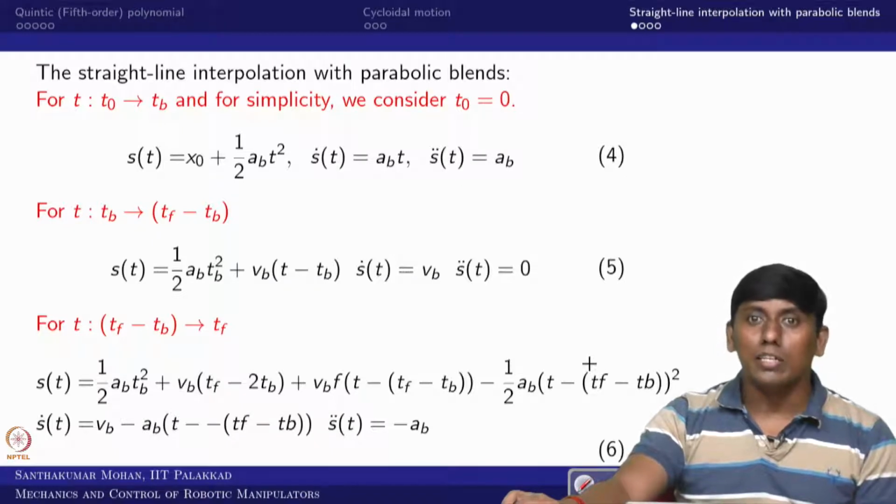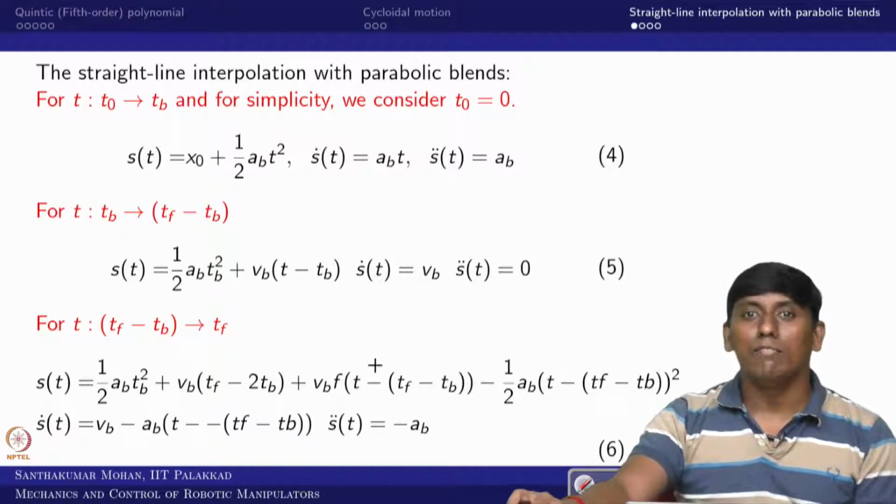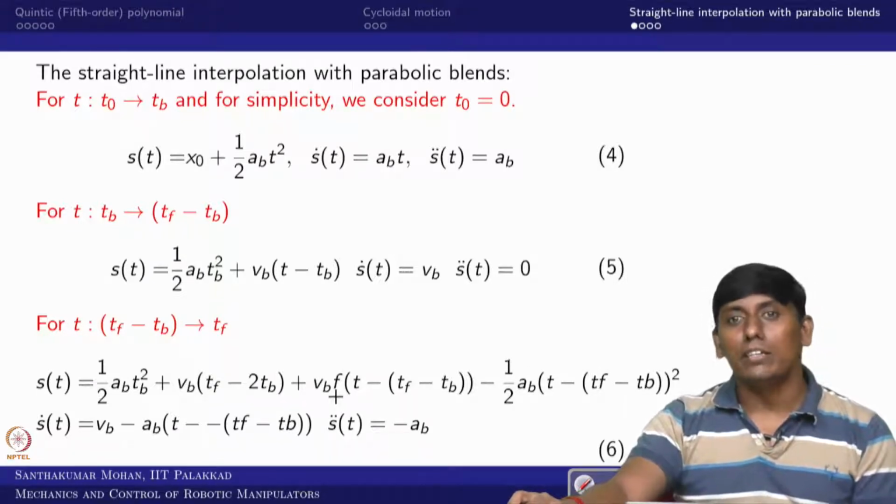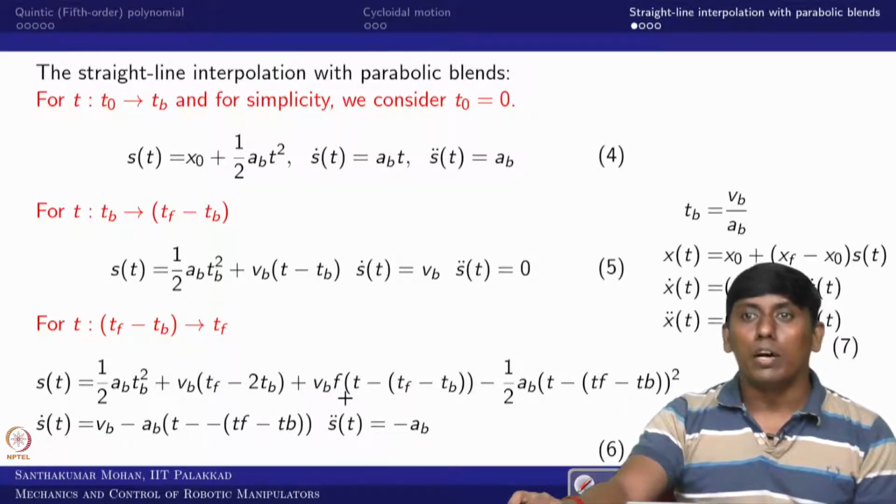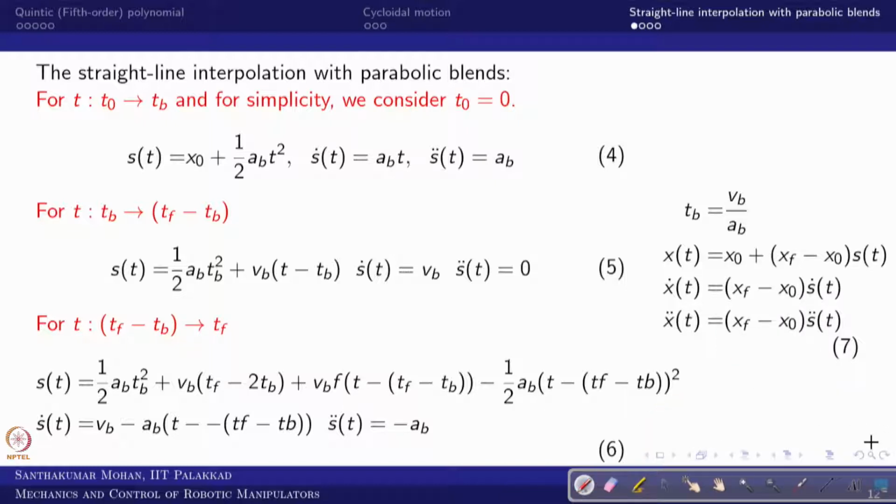However, the algorithm is much more complicated. You have to bring VB and AB in such a way that the profile will be fulfilled. For that we are bringing in this consideration. Where this VB and AB we have to choose accordingly, the TB will come.